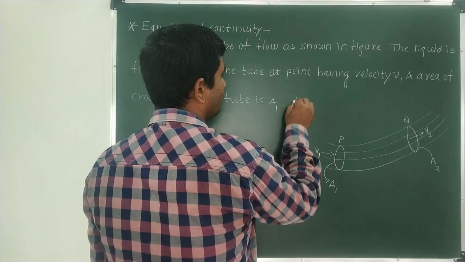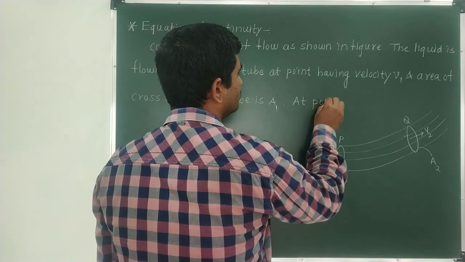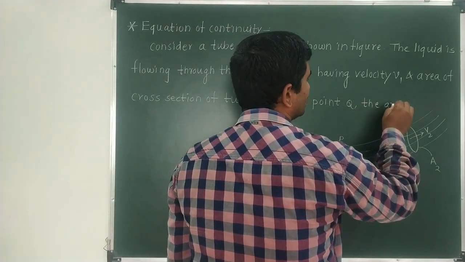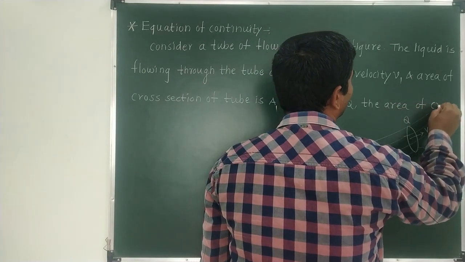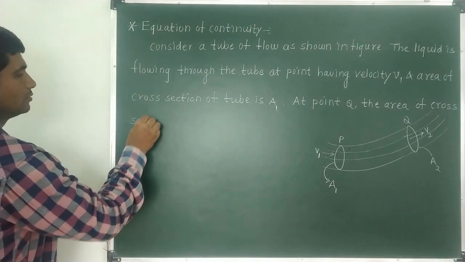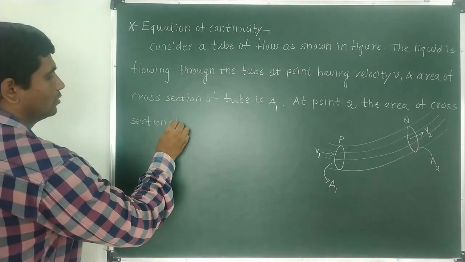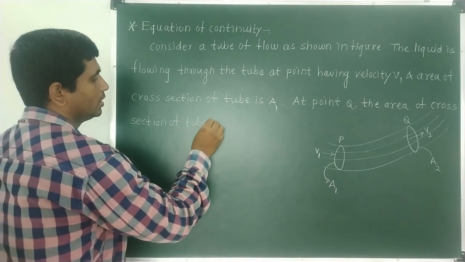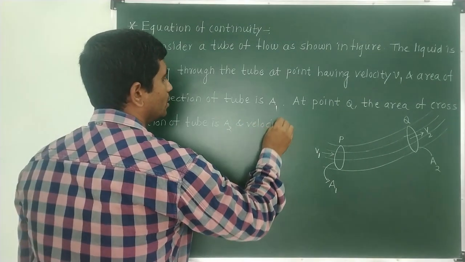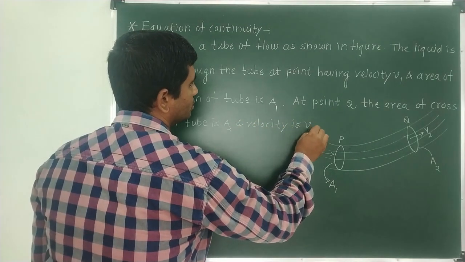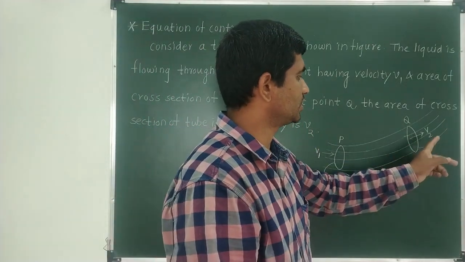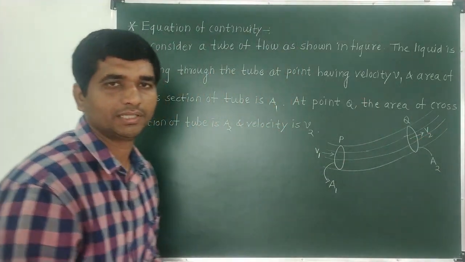Let at point Q the area of cross section of the tube be A2 and the velocity be V2. Okay, so what we are assuming is that at the point Q, the area of cross section is A2 and the velocity of the liquid is V2.